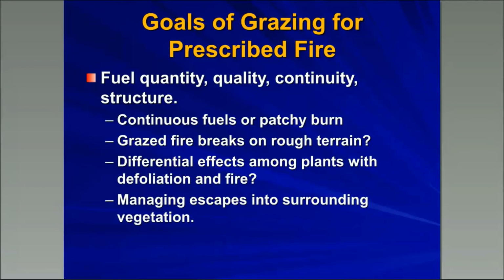We may want to remove some leaf area from some plants that may make them more or less vulnerable to fire. And finally, we may be able to manage some of the escapes into surrounding vegetation if we graze those surrounding pastures or areas down a little closer. We may be able to affect how likely we are to have an escape from that fire.